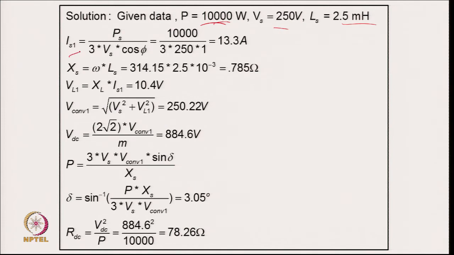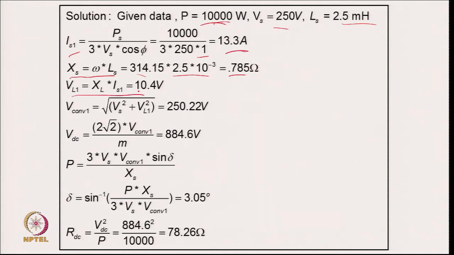So, we can find out the fundamental current, considering power factor proper control, power factor correction. So, we get current on the supply side as 13.3 ampere. We can find out the reactance of the input inductor corresponding to the fundamental frequency. From 2.5 millihenry, putting the value, it comes to typically 0.785 ohm, and the voltage drop across this for the given current.